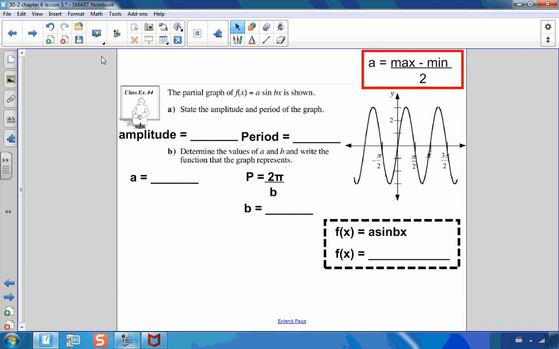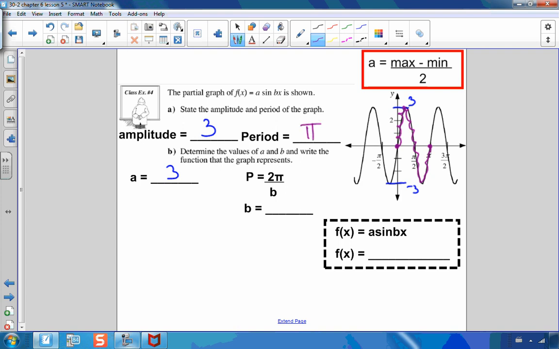Okay, let's try this one here. So we have a partial graph of A sine bx. We want to state the amplitude and the period. Okay, so looking at the amplitude, the maximum is 3, the minimum is -3. Same value, opposite sign. Remember, amplitude is your max in that case. So amplitude is 3, A value is 3. Okay, let's figure out your period. So period is the time it takes to go through one cycle. So one hill and one valley. Remember, it's a horizontal value, so from 0 to pi means that my period is pi.